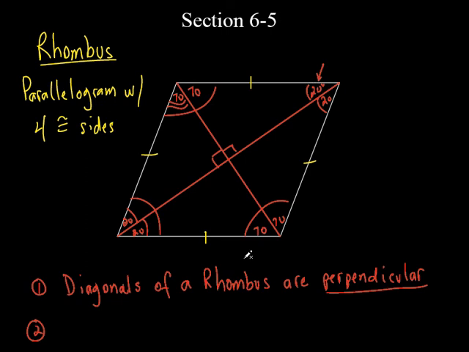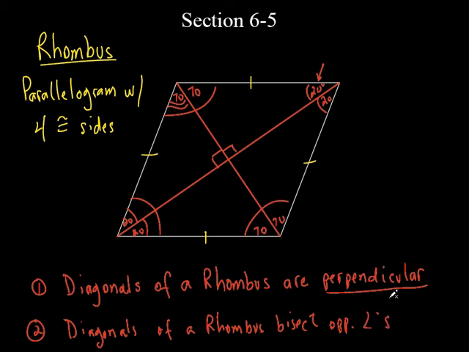All right, so what do we know? What can we write down? We can also say that the diagonals of a rhombus bisect. Now, how did we say that? They bisect what? All the angles? The opposite angles, right? They bisect the opposite angles.